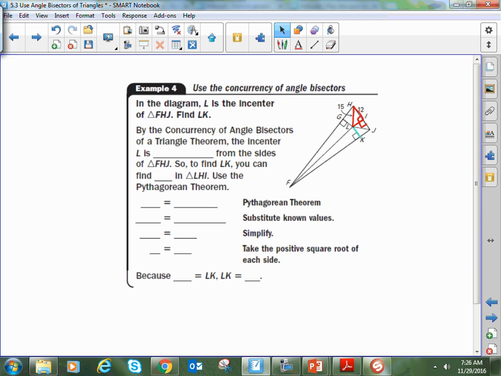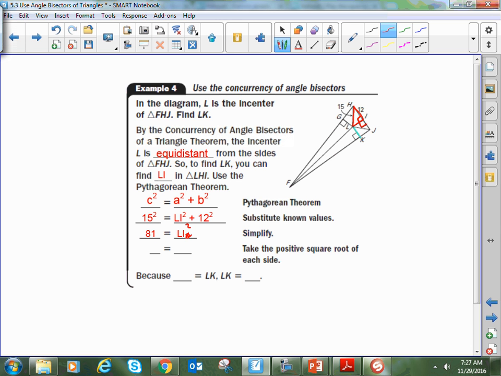So now let's start actually setting up the Pythagorean theorem. Remember, the Pythagorean theorem is a squared plus b squared equals c squared. So I'm going to substitute the segments that we know. The hypotenuse is 15. The length that we're solving for in the red triangle is LI. And the third side of the triangle that we know is 12. So solving for LI, I hit the wrong thing. That should be squared here.